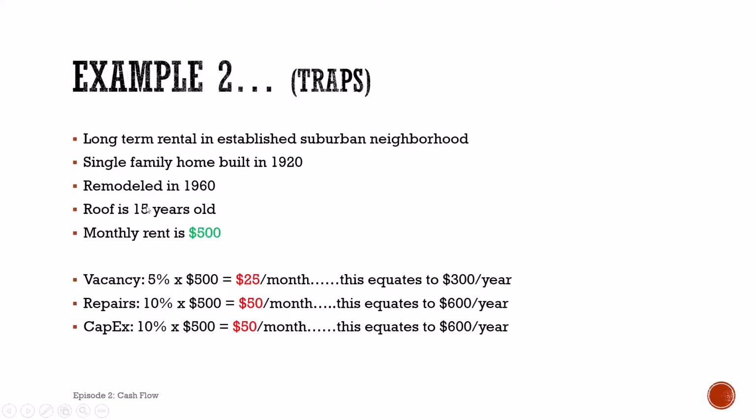But how much do roofs cost? Well, depending on the size of your home, it could be upwards of $10,000. Maybe more, maybe less. And if you're going to replace it in 5 years, well, 5 years times $600 a year is $3,000. Is that going to be enough to cover the roof? Probably not in this case.